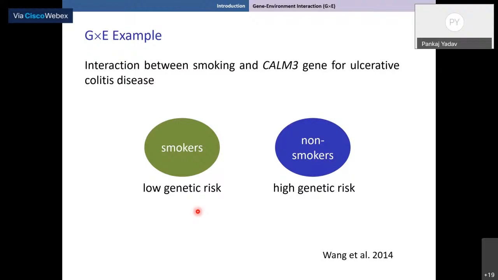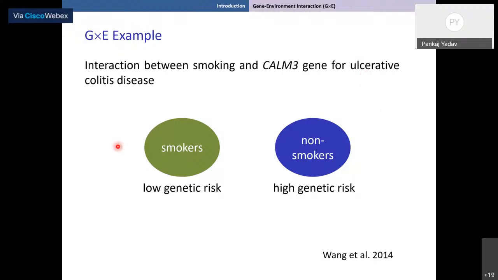Also, this study was not the only one, but there were many other studies that followed, and previously some people had already found that smoking has a protective effect on this ulcerative colitis disease. The biological mechanism is not that well understood, but there are several studies that have shown the same thing.